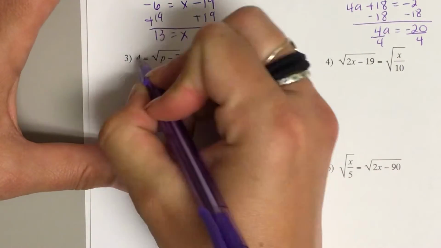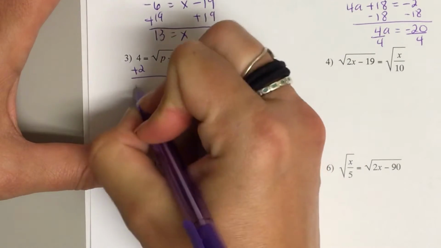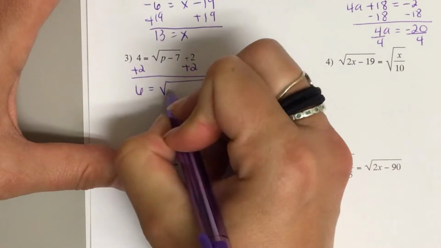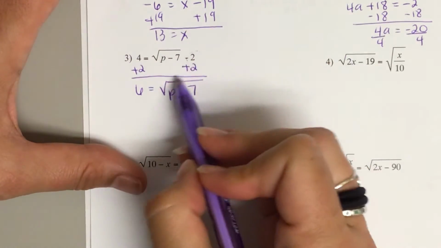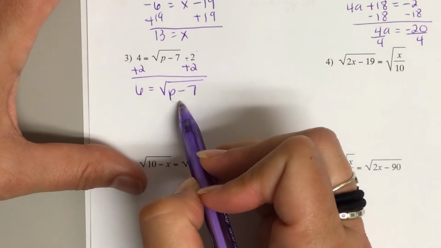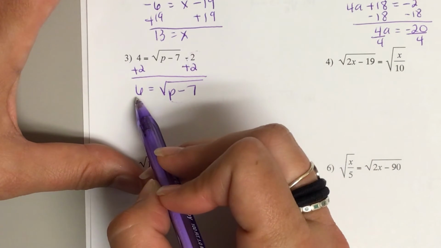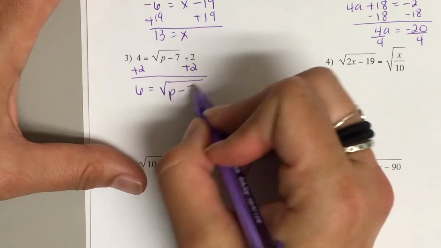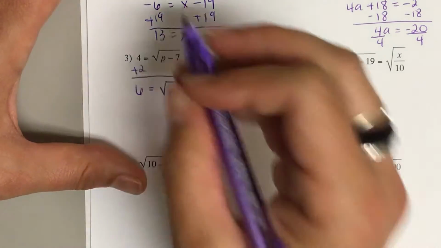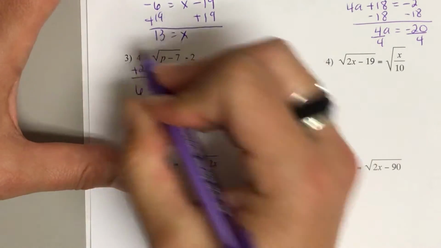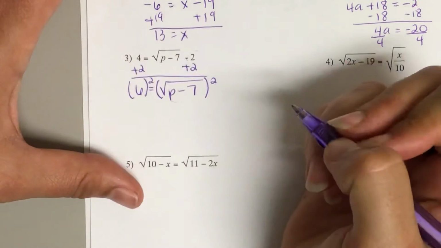So I'm going to put a +2, and now I have 6 equals the square root of p minus 7. Now I have a radical all by itself on one side of the equation. This one doesn't have a radical, and that's okay. But the radical has no other operations or numbers. So I'm going to square this side, which means I have to square that side.